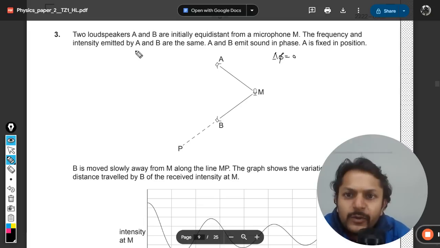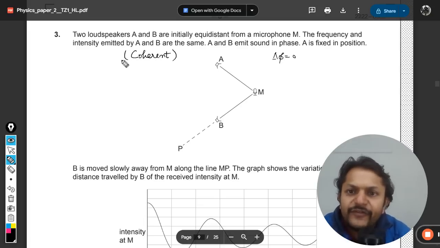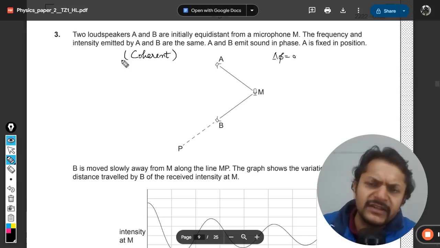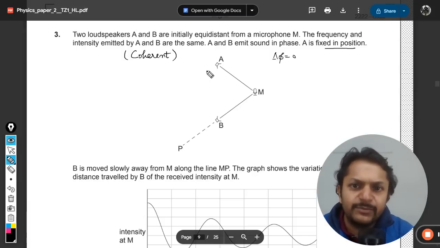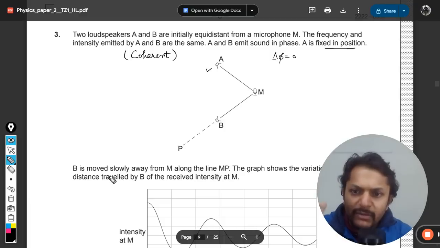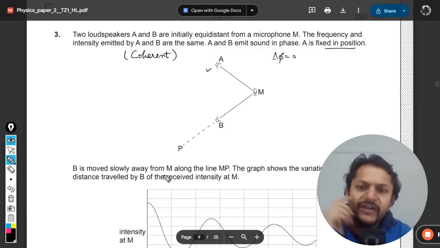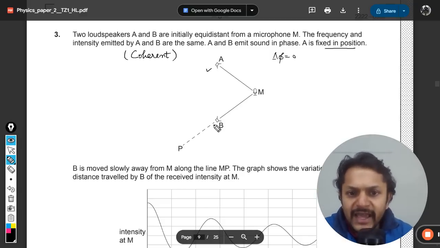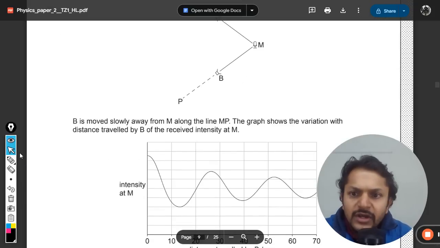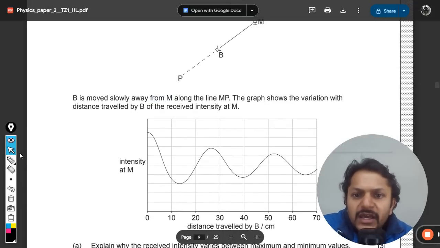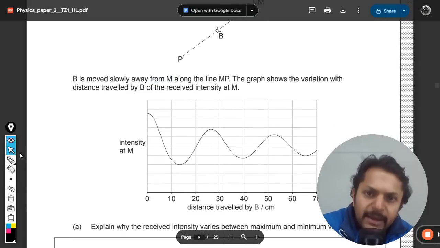They have the same frequency, so both of these sources are coherent. It means this is the perfect condition for the interference to take place. Definitely, they are referring to interference here. A is fixed in position, but B would be movable. So B is moved slowly away from M along the line MP. The graph shows the variation with distance traveled by B of the received intensity at M.